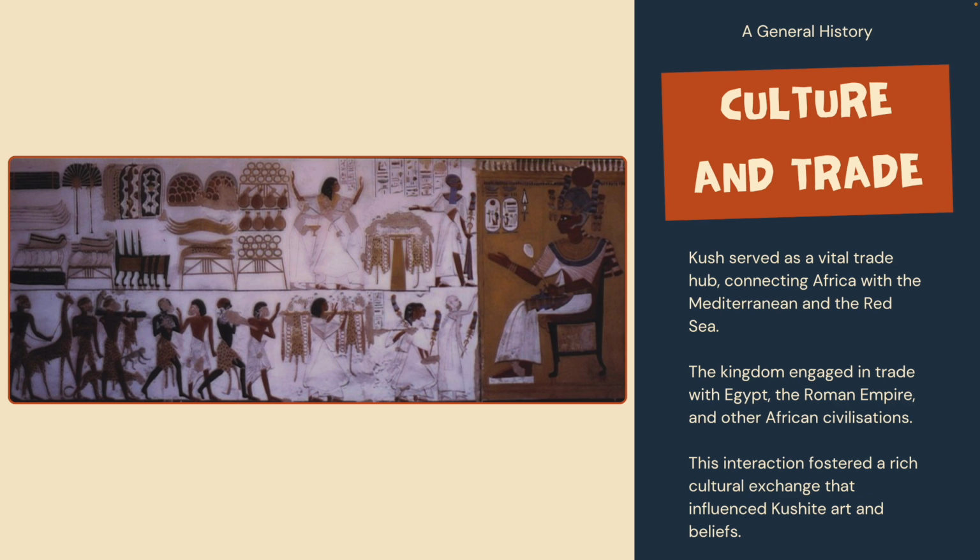And if you look at the image on the left, you can see there's trade going on there. You can see the goods, the things that are being sold. You can see the things that the Kushites made and sold. This interaction fostered a rich cultural exchange that influenced Kushite art and beliefs.